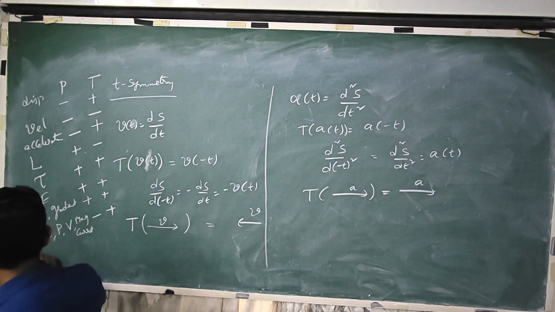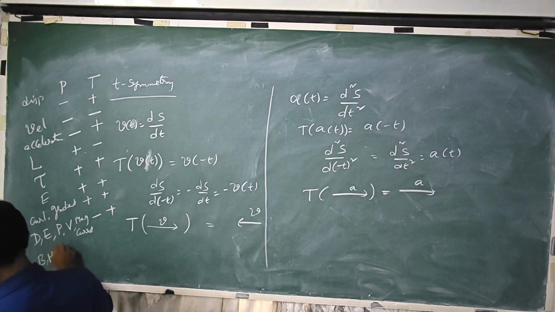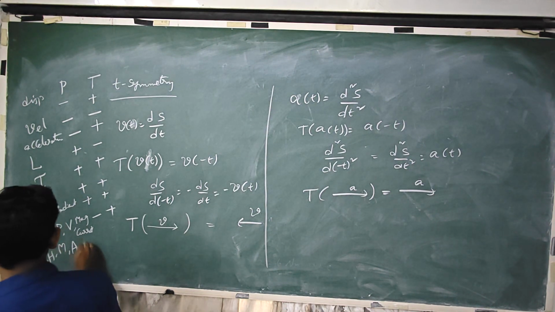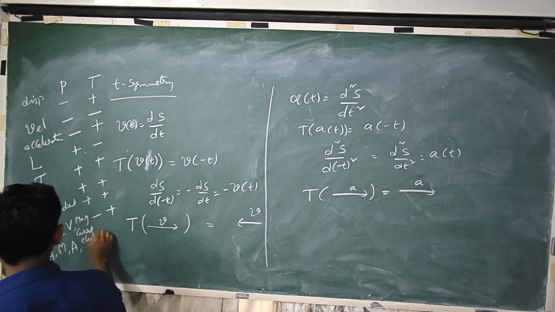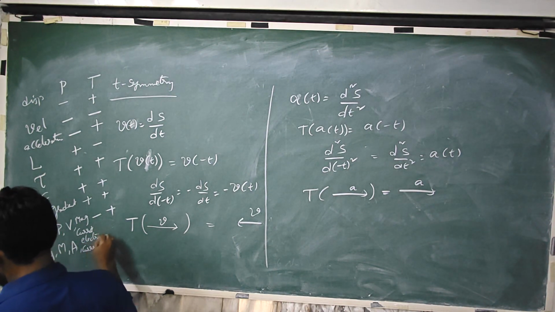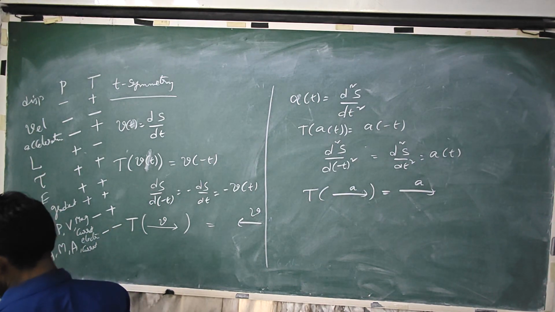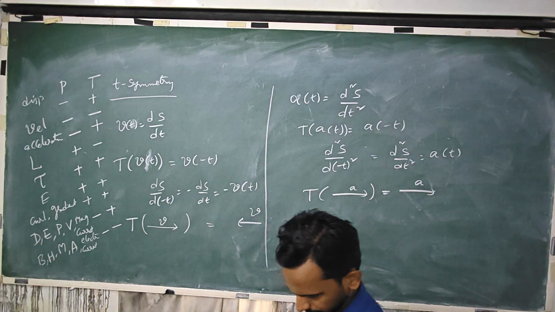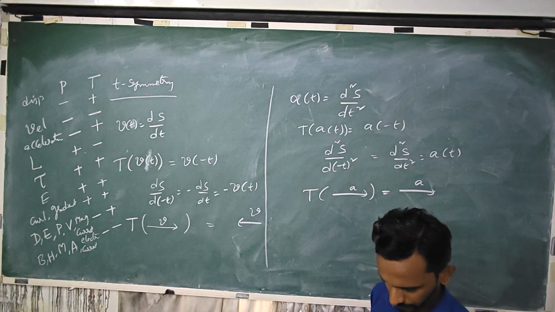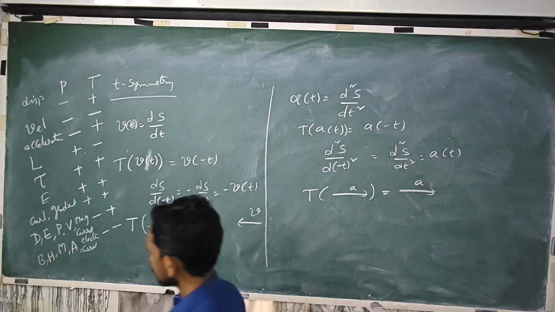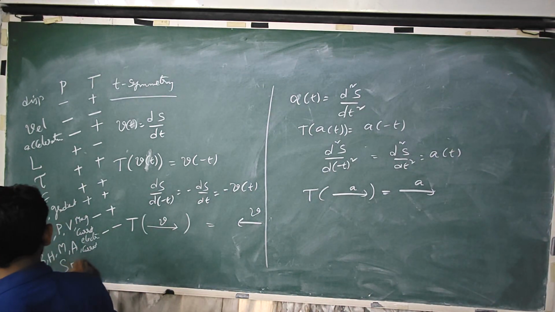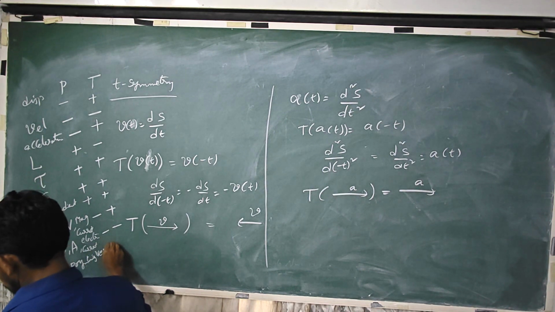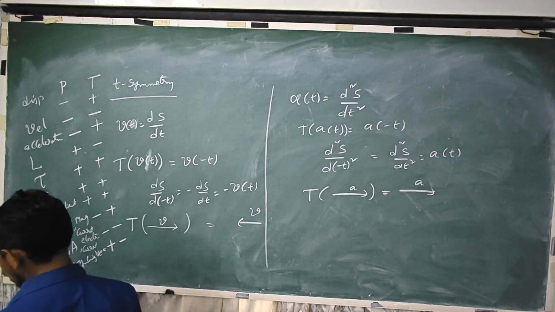And magnetic field vectors, B, H, M, A, and electric current, these are all parity negative and T symmetry also negative. Poynting vector, parity positive and T symmetry negative.